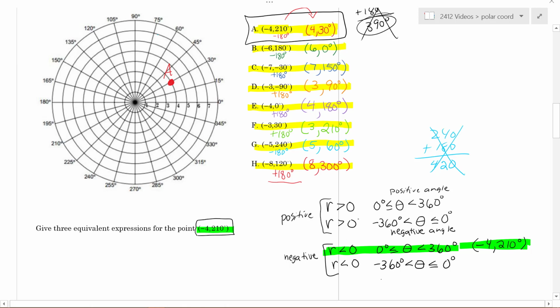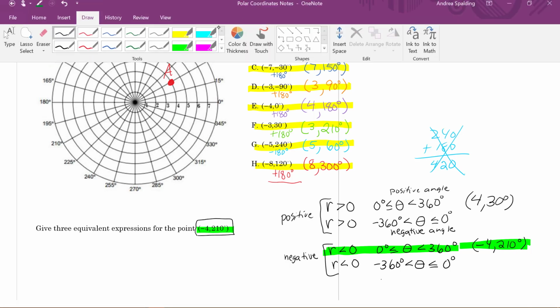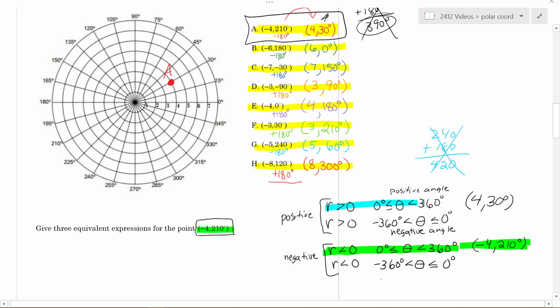Alright, so let's go for the positive angle and the positive R value. The positive angle and the positive R value is something we've actually already found up here. The easiest representation of that point would be circle 4 at the 30-degree angle mark. And that's what we actually used to plot that point originally. So we actually already have that representation. Positive R value and positive angle is usually the easiest representation for any polar coordinate. So this category is fulfilled by that point there. Now we need to fill in these other two categories. Both of these say that we have to have a negative angle.